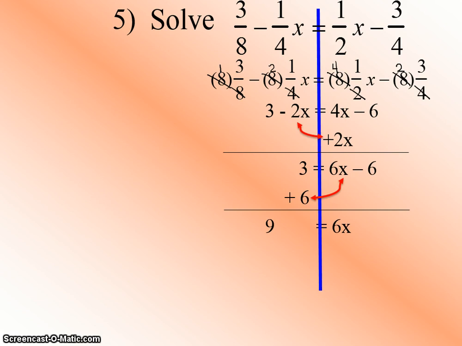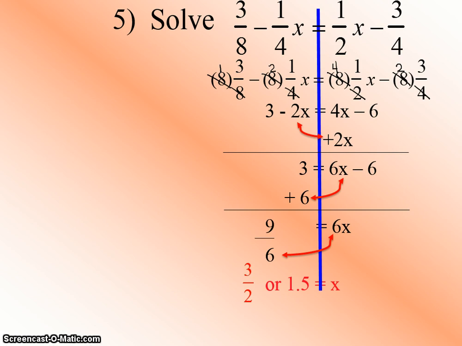Bring my 6x down. I want x by itself still, so we got to get rid of that 6. So the opposite of multiplication is division. So your answer is going to either be 2/3 if you just simply reduce, or 1.5.